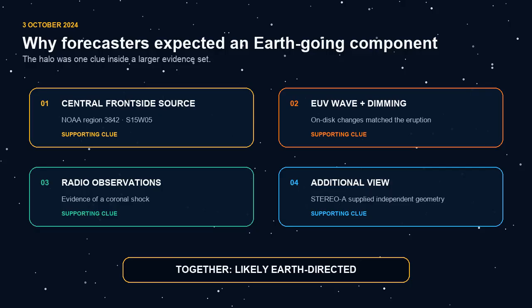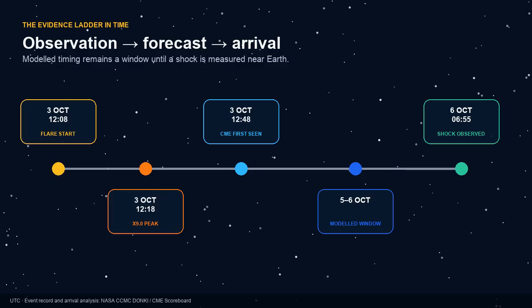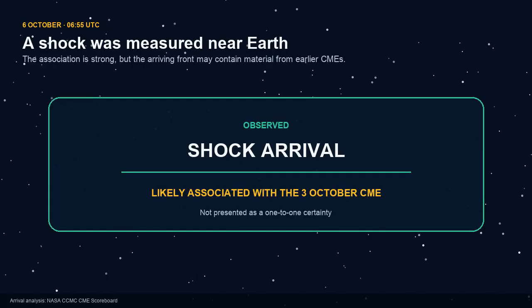The central front-side source, extreme ultraviolet wave and dimming signatures, radio observations, and an additional STEREO A view together supported an Earth-going component. Research analyses placed its likely arrival around 5 to 6 October. At 6:55 UTC on 6 October, spacecraft near Earth measured a shock. The event analysis linked it to the 3rd October eruption, while noting that earlier CMEs may also have been swept into the arriving front. That is stronger evidence than the halo image alone.